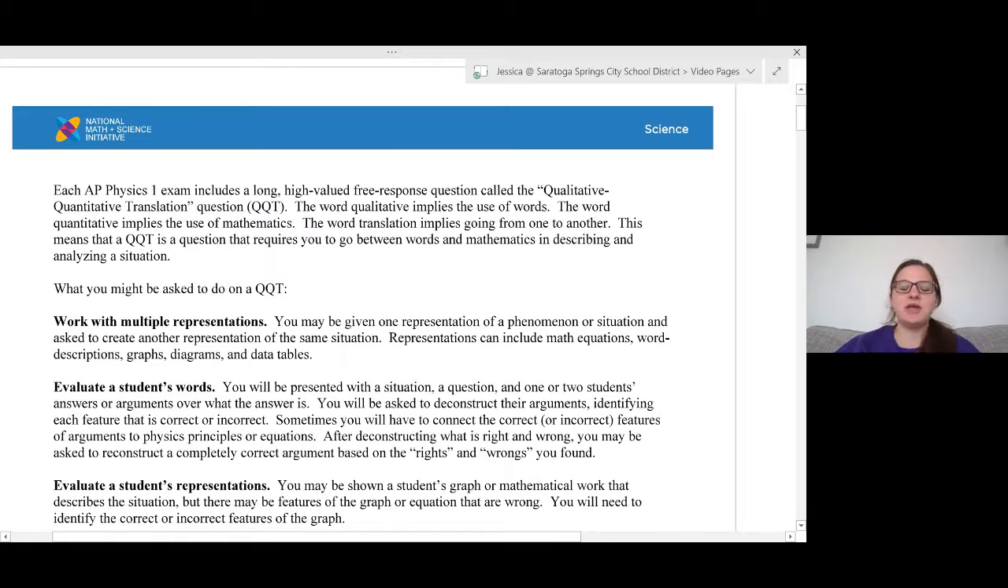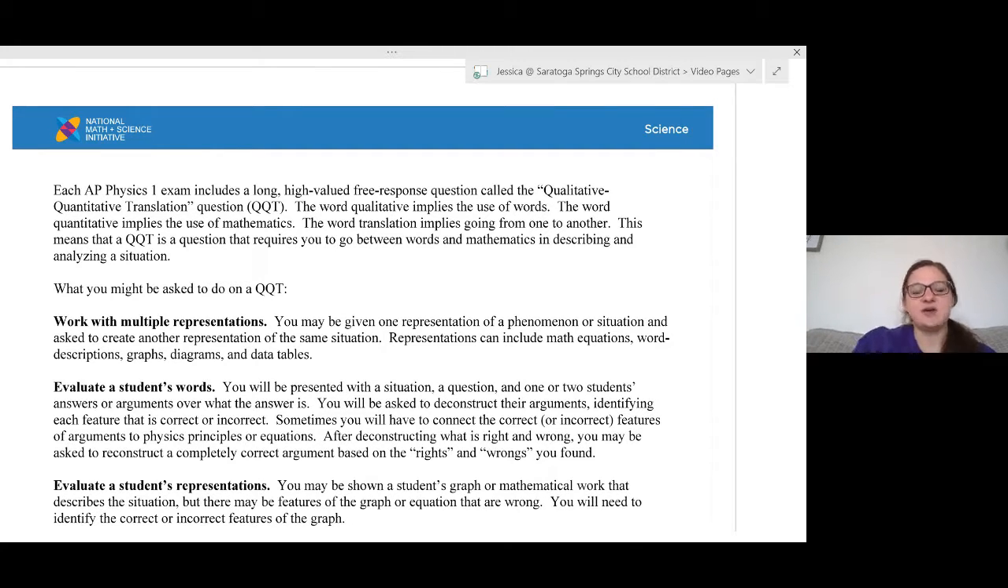So normally every Physics 1 exam is going to have this type of qualitative, quantitative translation. Qualitative means like quality, like you're talking with words. Quantitative is more so numbers, like quantity. So you're having to go between essentially math and words.